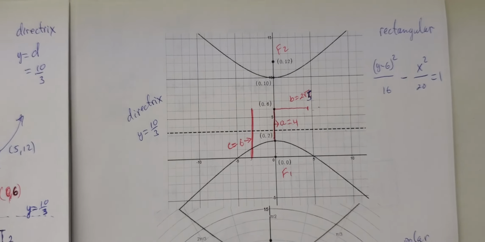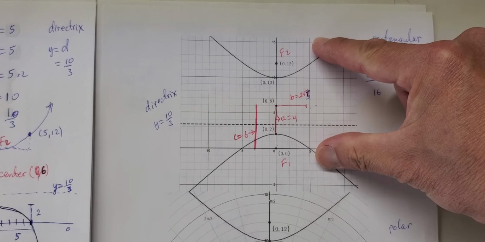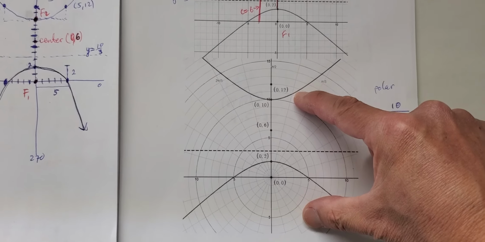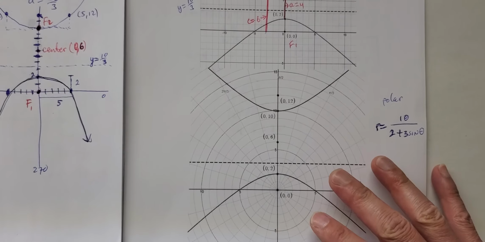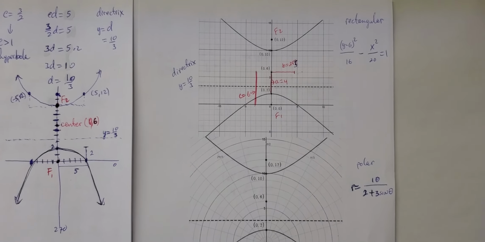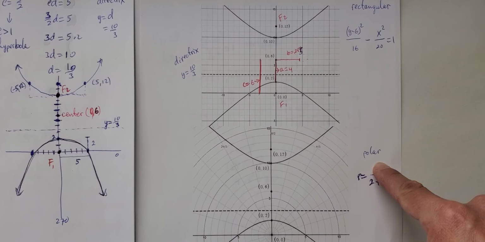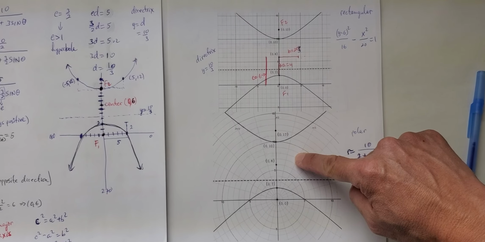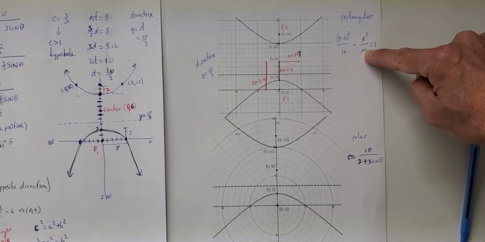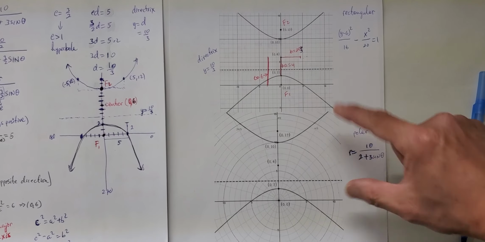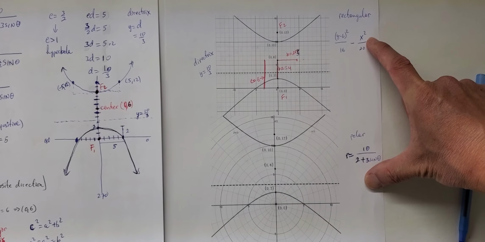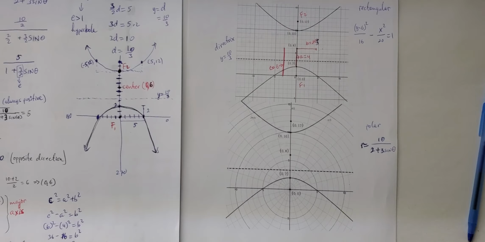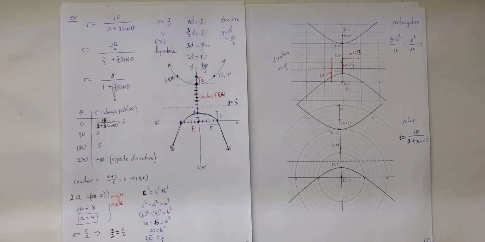3.3333. So this is the rectangular form, and the polar form. Same graph, just different equations, different forms of writing the equation. Here are the rectangular equations, polar equations. Same graph, different way of writing. Okay, so let me zoom out so you can see the whole thing.